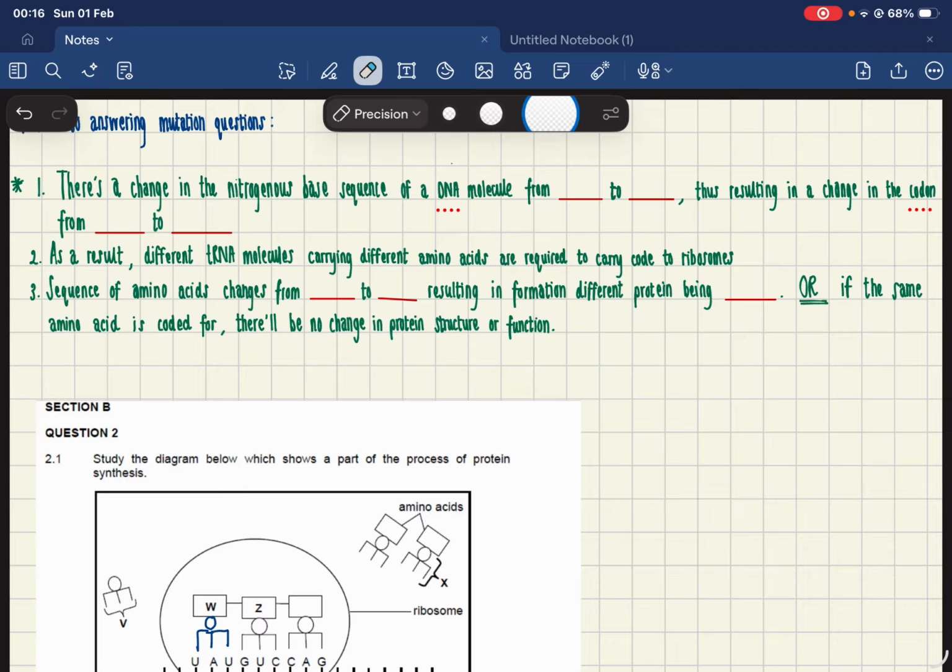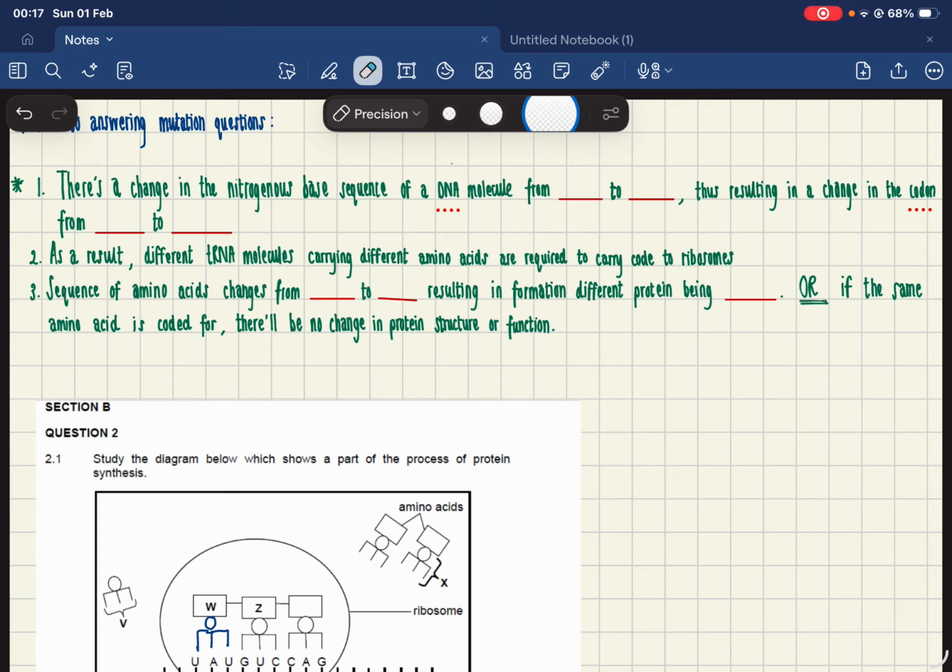The first thing you'll start saying is that when there's a mutation, firstly, there's a change in the nitrogenous base sequence of the DNA molecule from to, thus resulting in a change in the codon from to, okay? And as a result, different tRNA molecules carrying different amino acids are required to carry the code to the ribosomes. And provided that the amino acid changes from to, or the sequence of the amino acids changes from to, resulting in a different protein being formed.